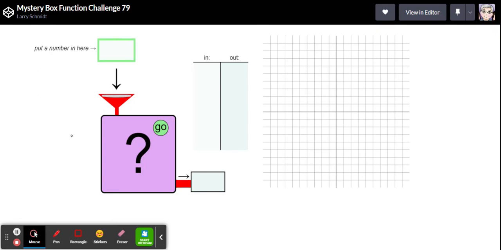Hello everybody and welcome to another Mystery Box Function Challenge. In the purple mystery box there is some math and your challenge is to figure out what that math is. You can use the link in the description, pause the video, and put in as many numbers as you like in the top. See how they're transformed as they come out the bottom. And when you've got an idea about what's inside the purple box, come on back and see if I get what you get. All right, let's begin.